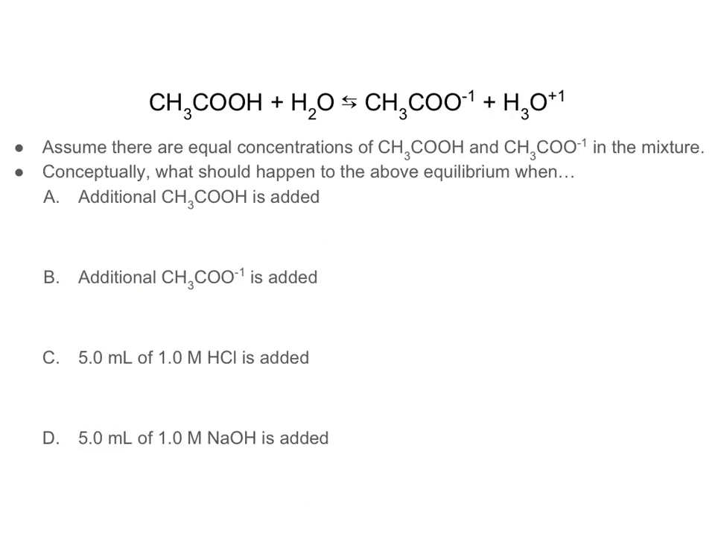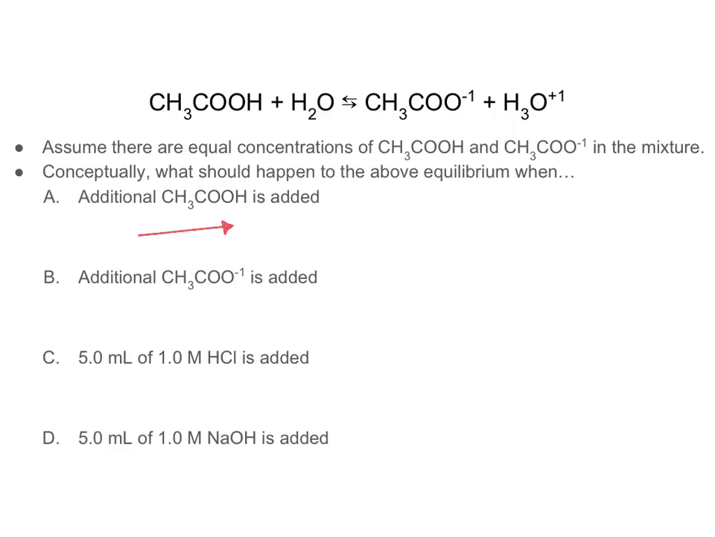So, conceptually speaking, hit the first, like, 10. We're going to make the understanding that there are equal concentrations of the acetic acid and the acetate ion in this mixture, so their concentrations are the same. What should happen to the above equilibrium in terms of me adding more CH3COOH? It shifts to the right. It should shift to the right.